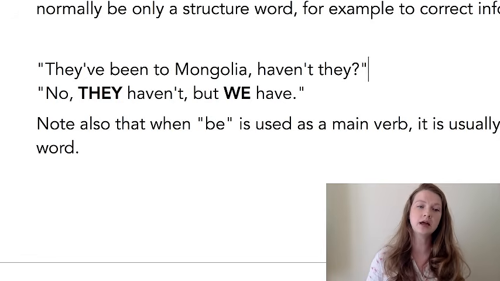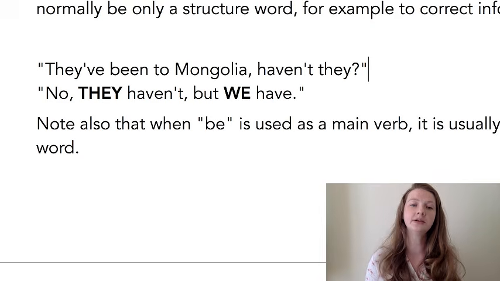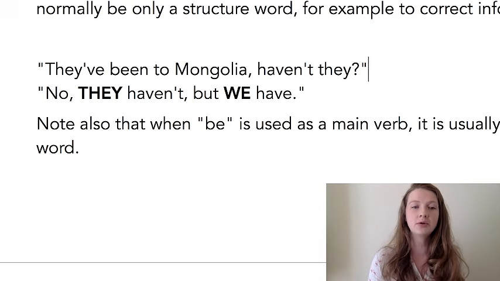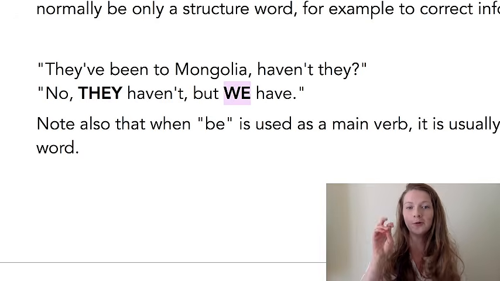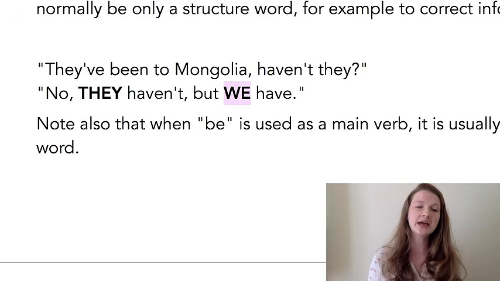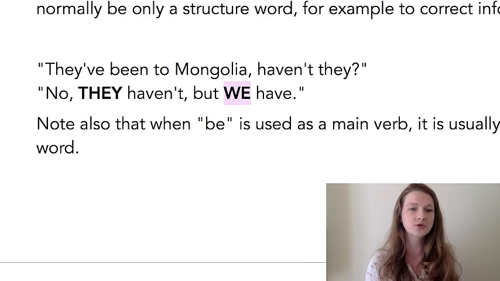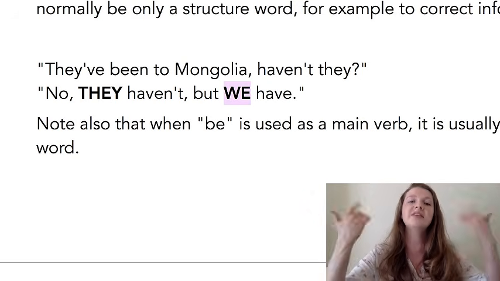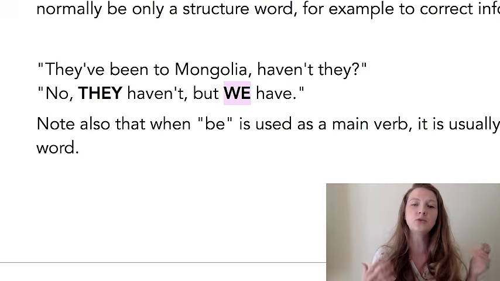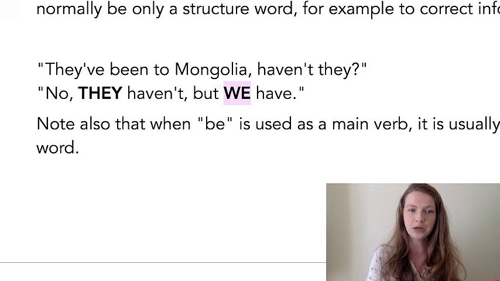And this person says, no, they haven't, but we have. So remember, we don't normally stress pronouns in English. All right, they're not considered important enough to stress. However, here, this person is showing a contrast. They're correcting information as well. So they stress because they're showing a contrast. They want to emphasize it. So here we can break that rule and we can stress them.